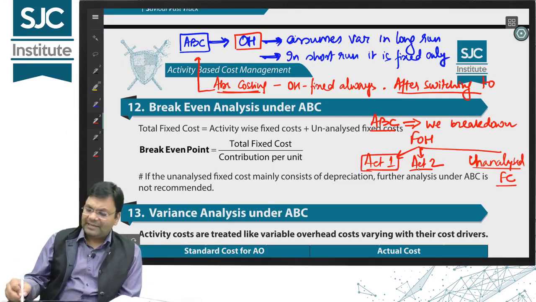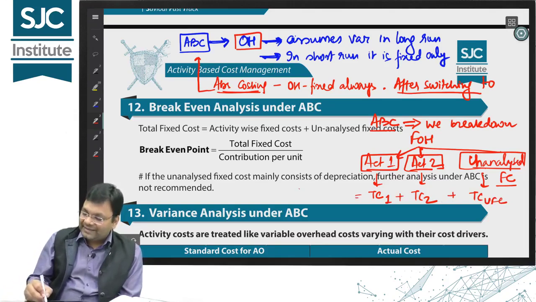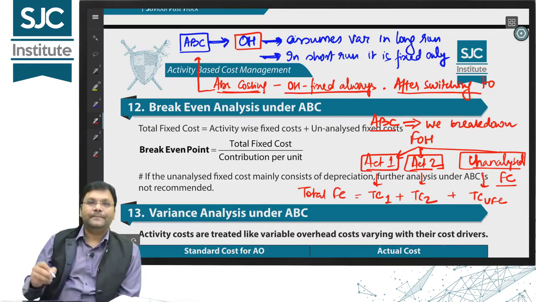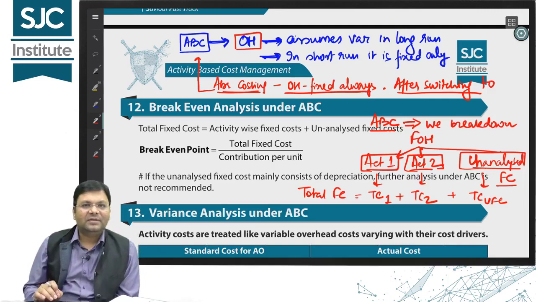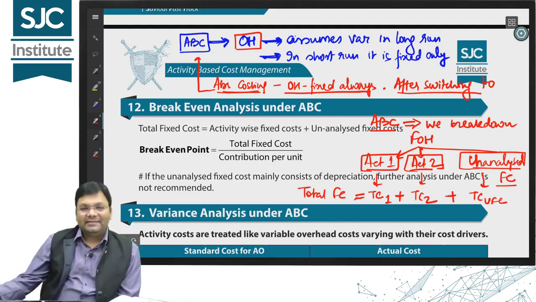So what should happen actually? The activity wise total cost of this activity, then total cost of this activity, and total cost of this unanalyzed fixed cost, UFC, should together be the same as the total fixed cost which is also there in the absorption costing. If in absorption costing my total fixed cost is 5 lakhs, then here also the fixed cost should be 5 lakhs, because you cannot see any savings immediately in activity based costing.